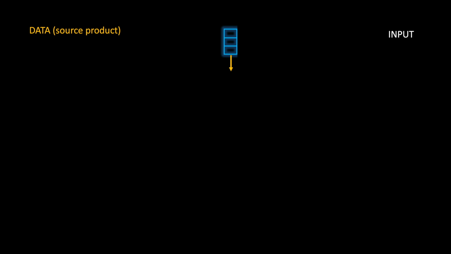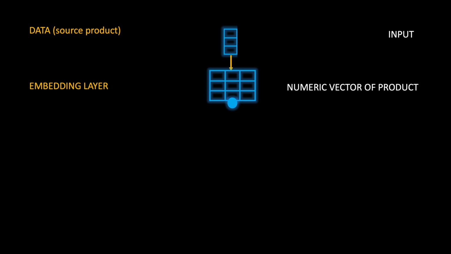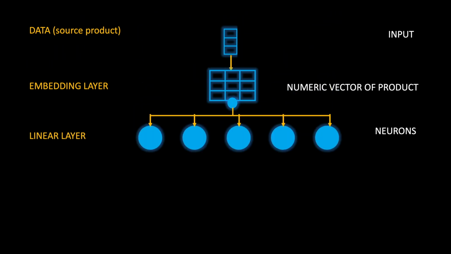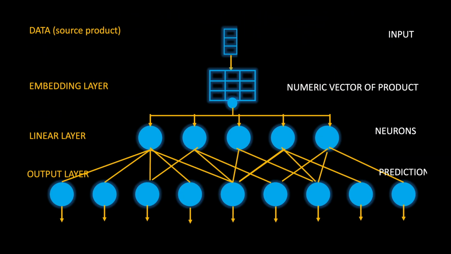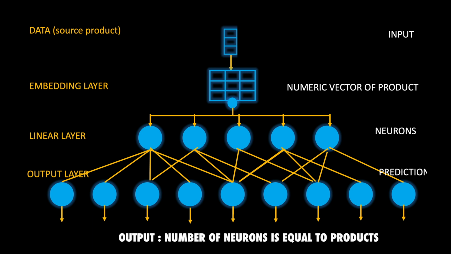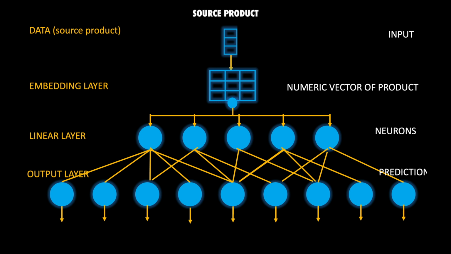The first layer is the input layer where we will feed the deep learning neural network with our source products. The next layer is an embedding layer which essentially converts each product or each word into a numeric vector. The next layer is a linear layer of neurons, and for example, we will take 5 neurons. And the last layer is once again a linear layer, but the number of neurons corresponds to the number of products. And in the model training phase, we will pass input as our source product and indicate what should be the target product.